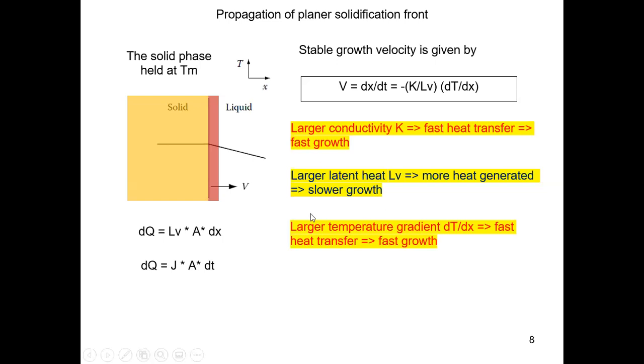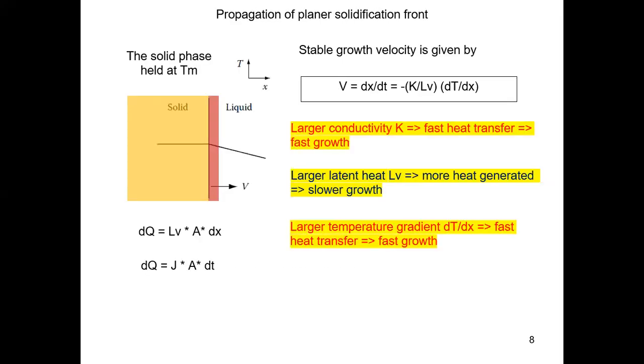So if you have a larger temperature gradient, clearly you can have faster growth, right? Because this is a driving force for the transport of heat. If you have a larger gradient, in principle, you can induce faster heat transfer. You can take the heat away more quickly, and this will lead to faster growth. Okay, so that's pretty much the steady state growth of a planar interface.